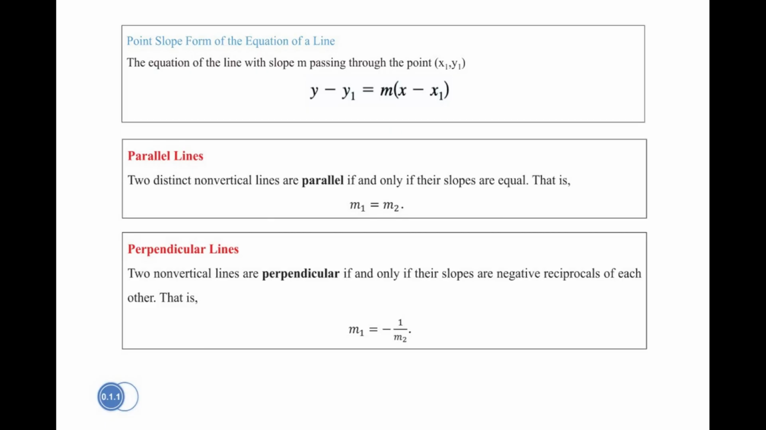I'm also going to introduce two relationships between lines. If two distinct non-vertical lines are parallel, they have the same slope. If they're perpendicular, the slopes are negative reciprocals of each other.